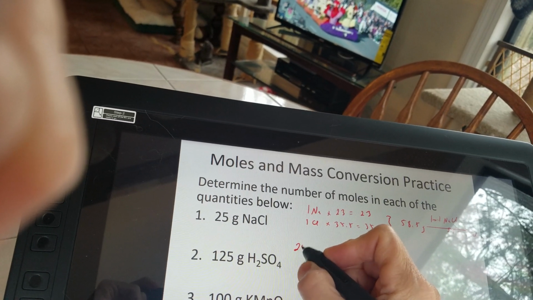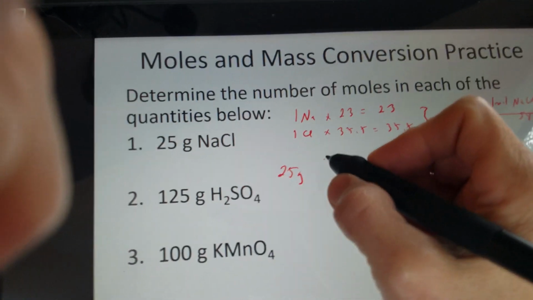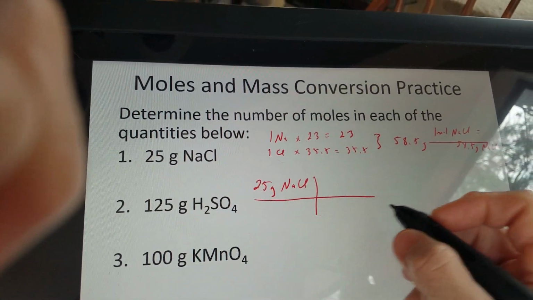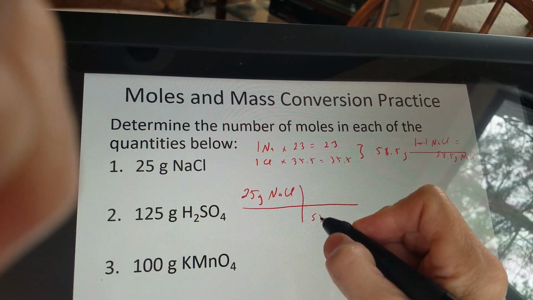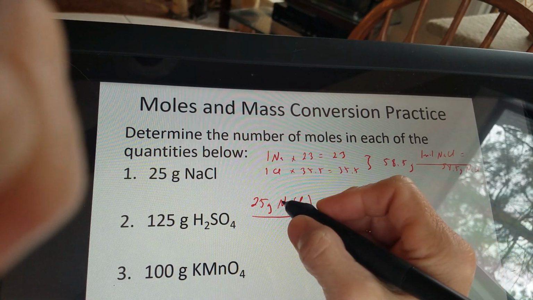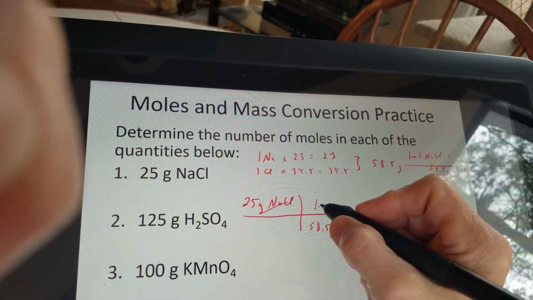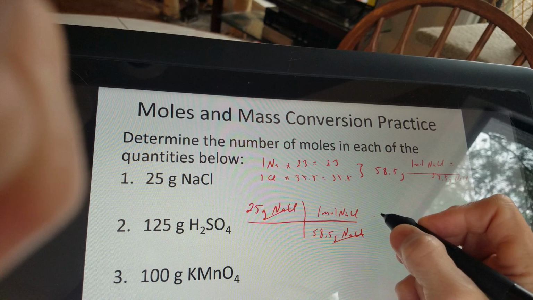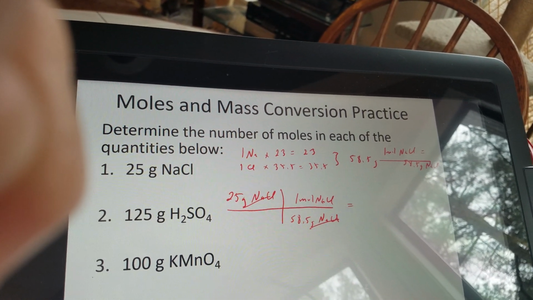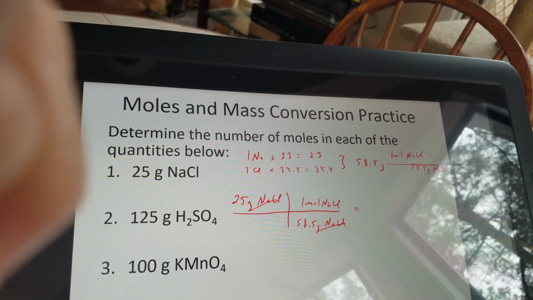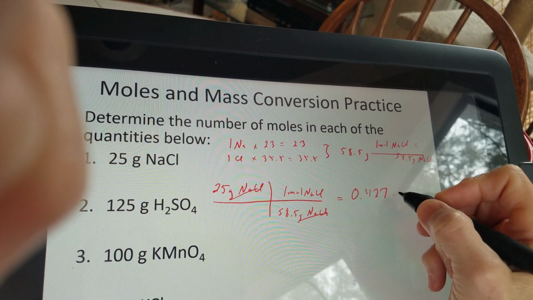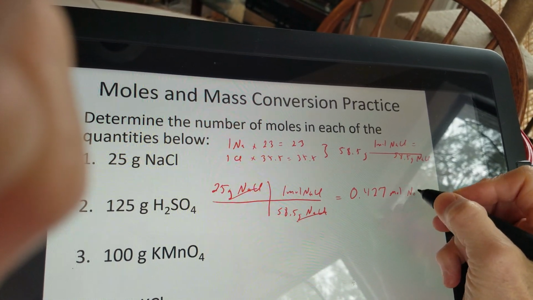I'll start off with the 25 grams they gave me, and then set up a conversion so that I put my grams on the bottom. So my 58.5 grams that we just solved for as the gram formula mass will go on the bottom so that those will cancel. My 1 mole will go on the top, and then the rest is just doing the math. So I simply take my calculator, say 25 divided by 58.5, and I'm going to get 0.427 moles of sodium chloride.